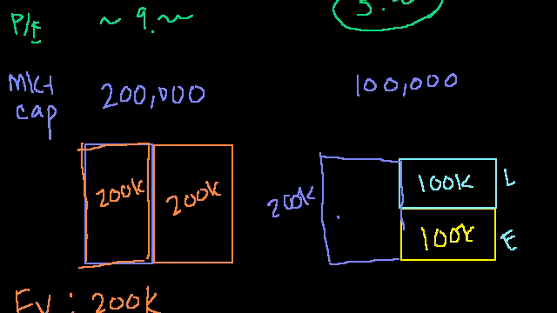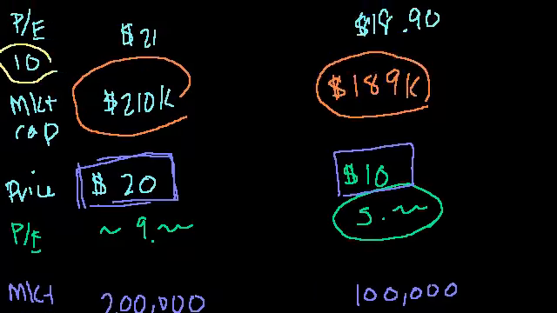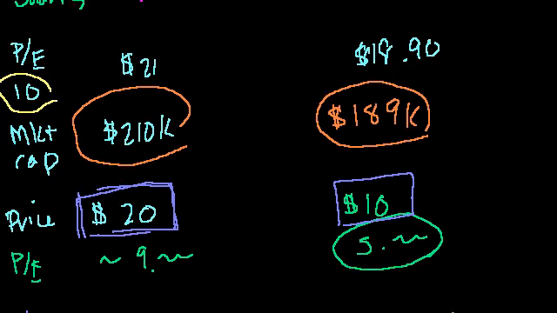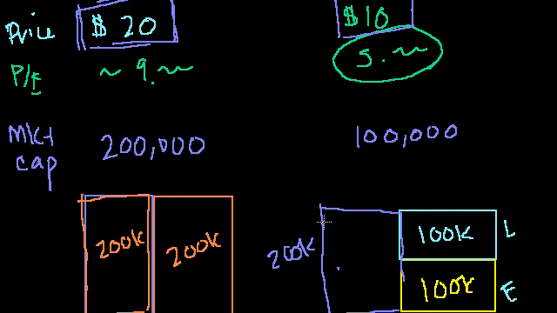But what we want to figure out is the value of the enterprise, not just all of the assets. So if we remember, there were some of the assets that were operational and some were non-operational. So we had $10,000 of cash right there.